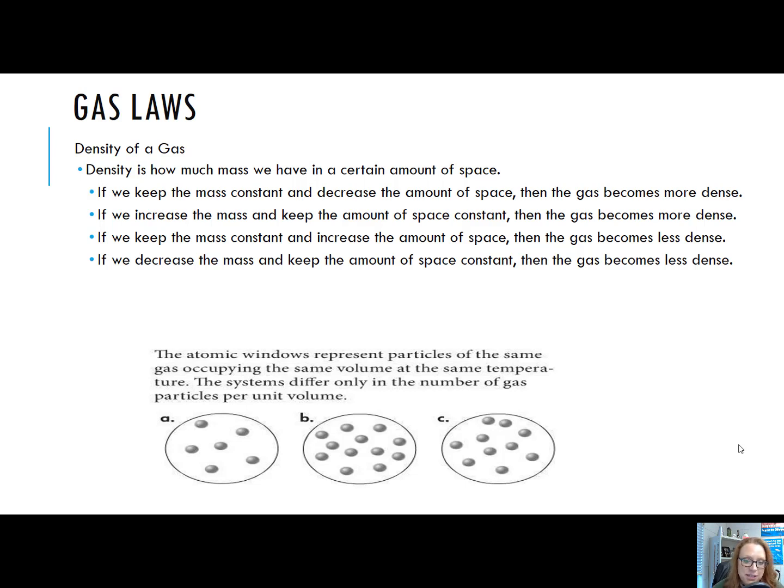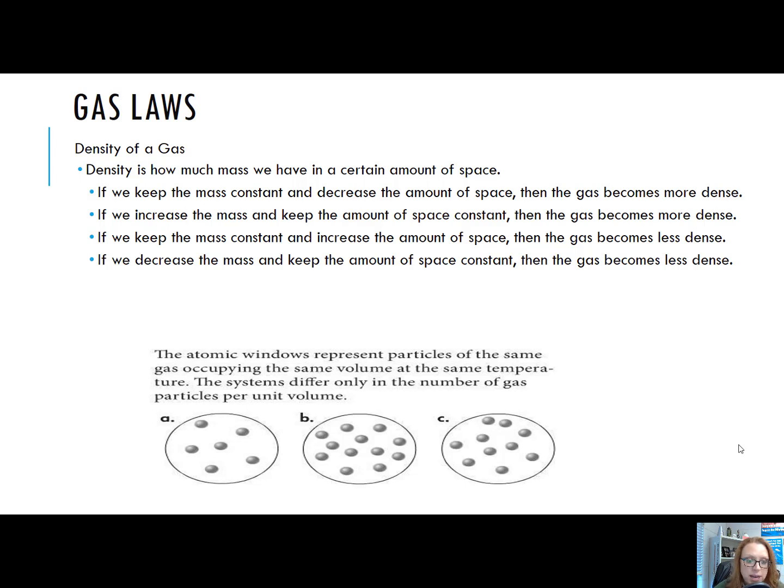If we increase the mass and keep the amount of space constant, then the gas also becomes more dense. So remember that mass is amount of matter, right? So if we keep the mass constant and we increase the amount of space, then the gas becomes less dense because you're giving it more space to move around.